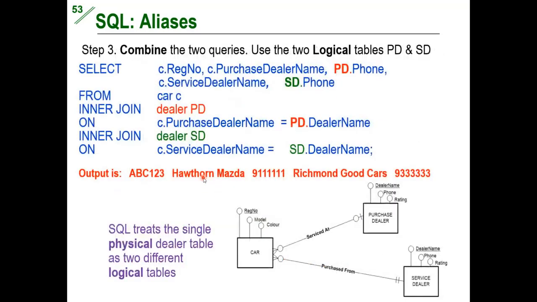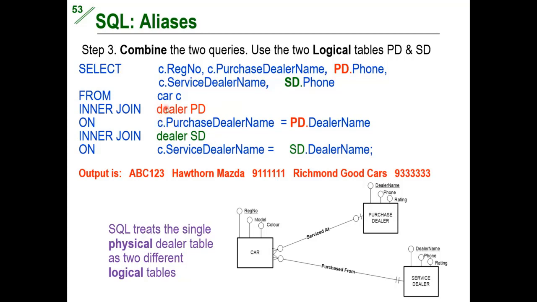Then step 3, we can combine these two together. When I combine, I now have two inner joins. One is the purchasing dealer, the second one is the service dealer. So two separate areas, but the rest is actually quite easy. I grab the first purchasing dealer details, and the first phone number coming from PD, my purchasing dealer, and then my service dealer name, and the second phone number coming from the service dealer logical table.